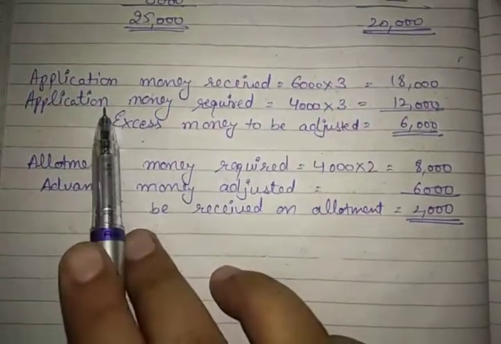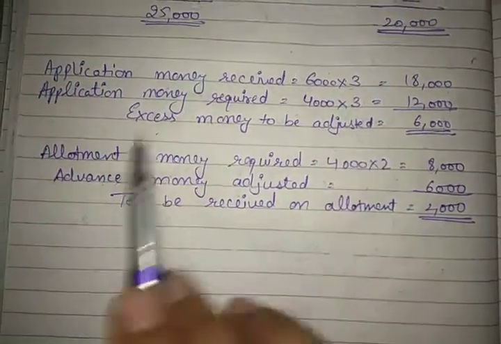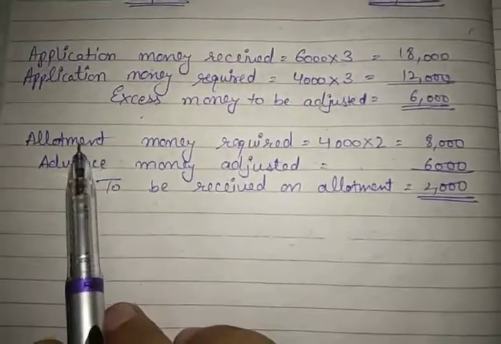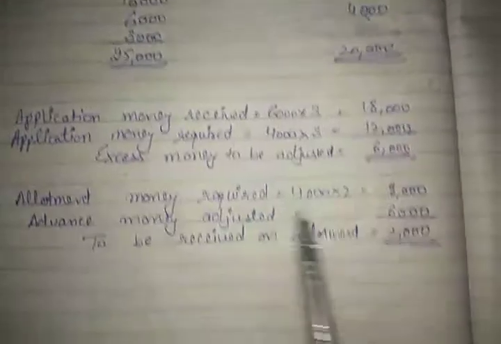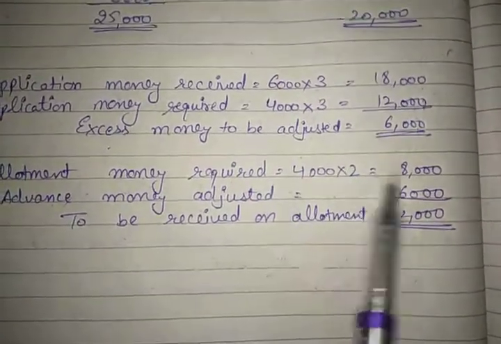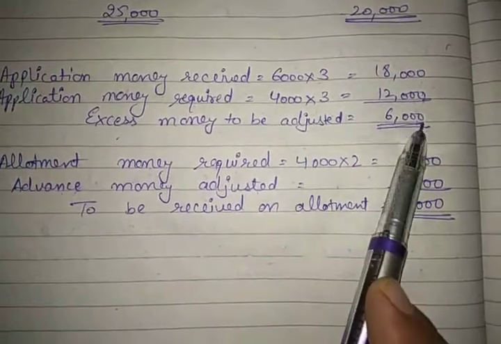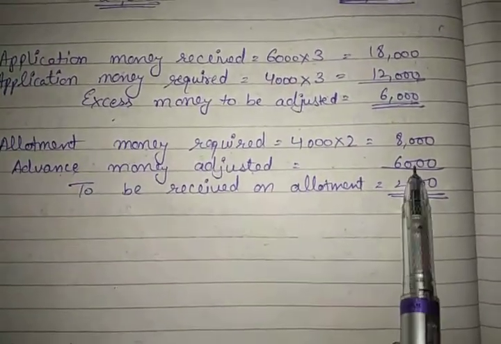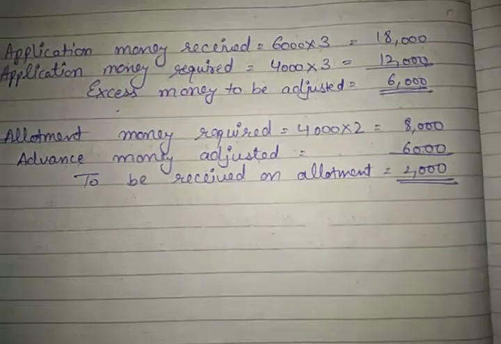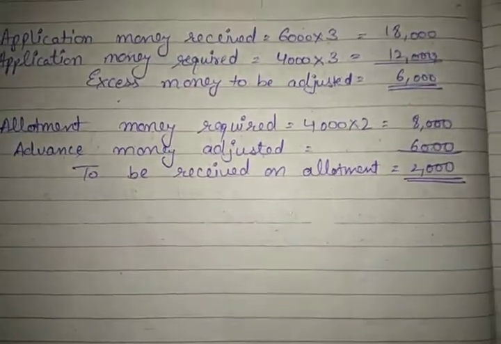Now after that, where will we adjust that? After application we have allotment, so we will adjust this in the allotment. First of all we will check how much allotment money is required. On 4,000 allotted shares at the rate of 2, we require 8,000 allotment money, out of which we will adjust the advance of 6,000. So advance money adjusted will be 6,000. Now how much do we need to receive? How much money will we now take from them?